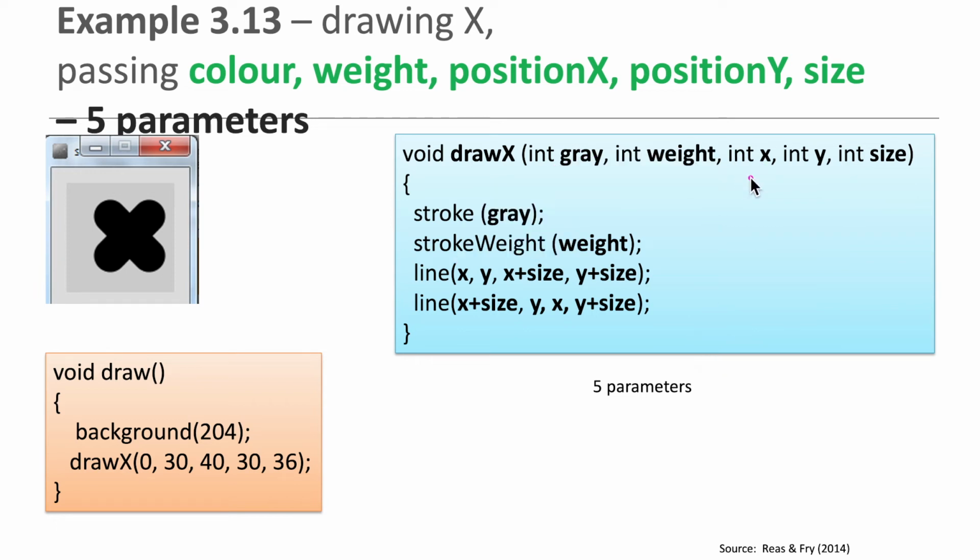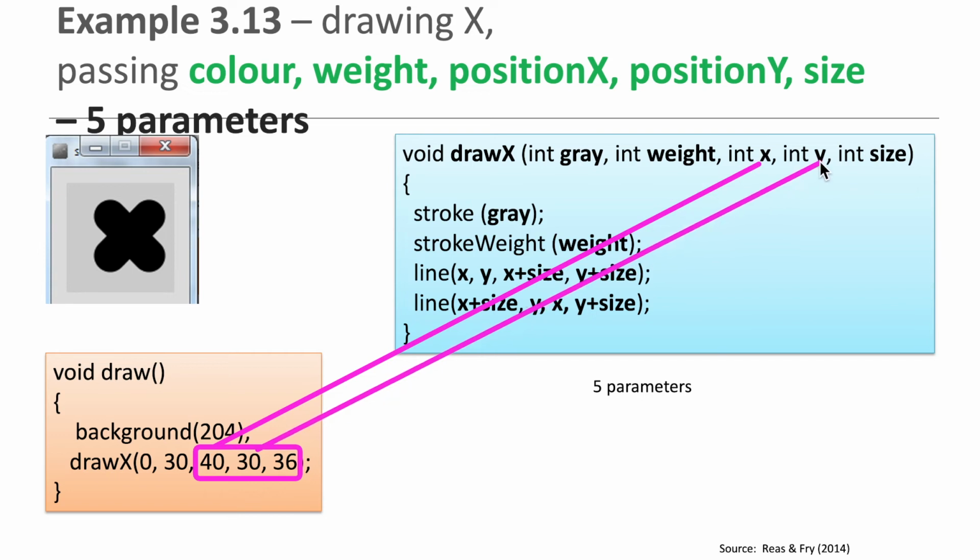Okay, so where do those X, Y, and size come from? Well, in our call, we've just added three more parameters. So the 40 is passed in for the X, and the 30 is passed in for the Y, and the 36 is passed in for the size.